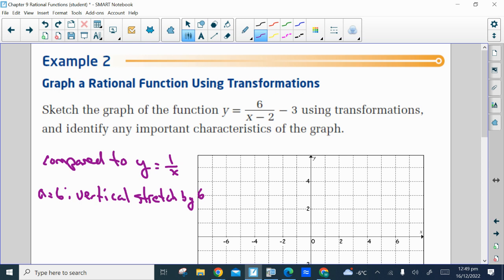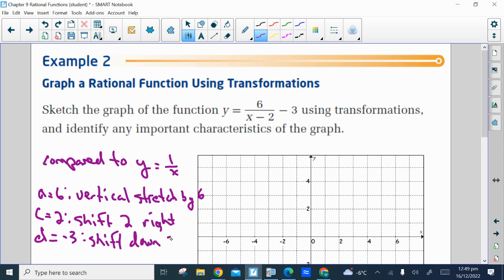But also, this graph is going to shift to the right 2 units because we have a c value of positive 2. So it's going to shift 2 to the right. And a d value of negative 3, which is going to cause it to shift down 3. Now you might use h and k instead of c and d. It doesn't matter. We've seen both of those variables used for those parameters. But it won't change the fact that it's going to go 2 to the right and 3 down.